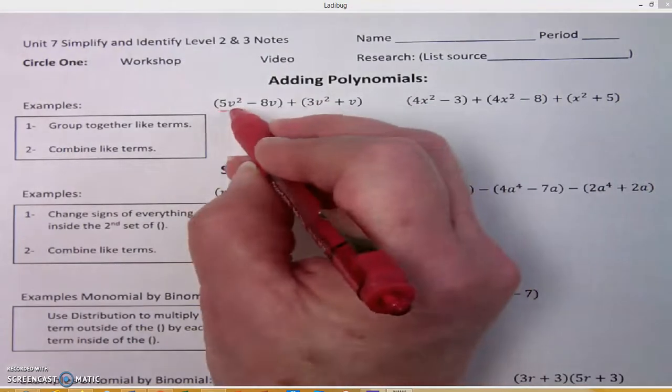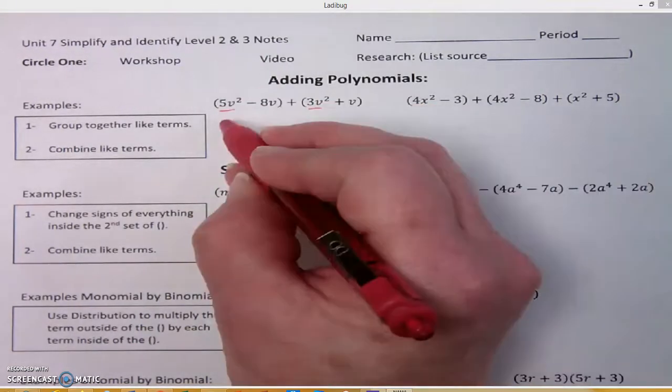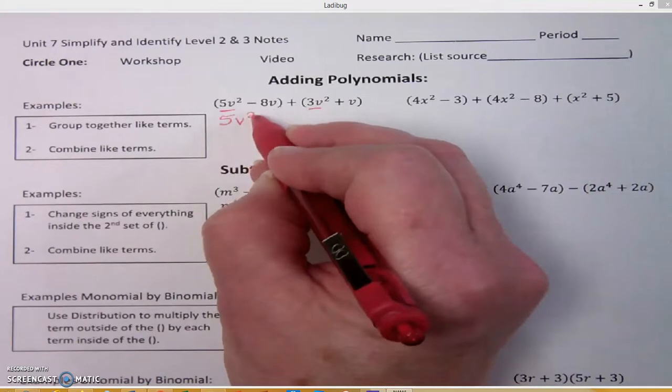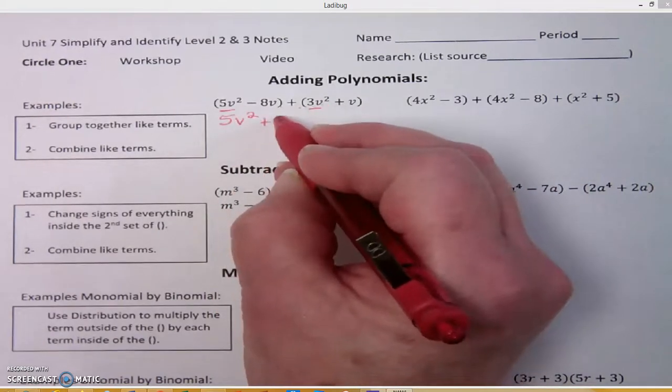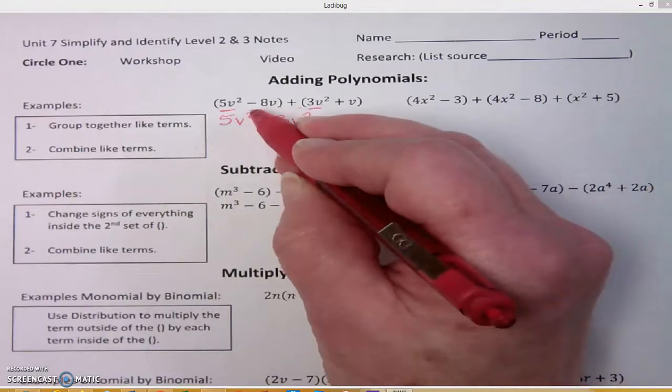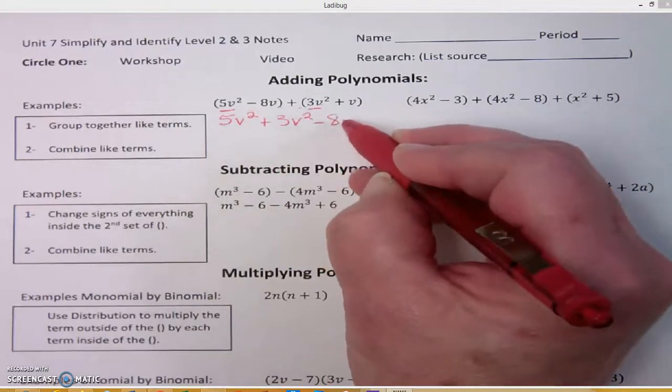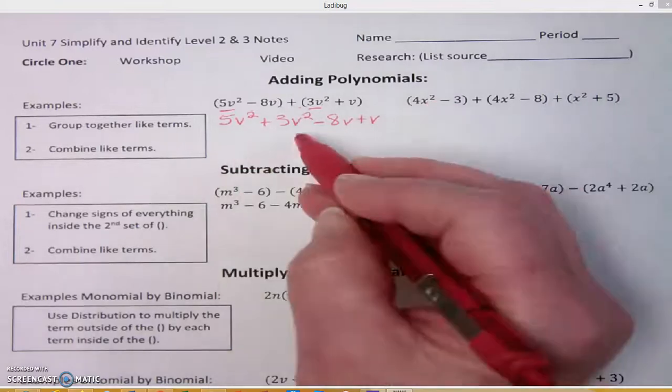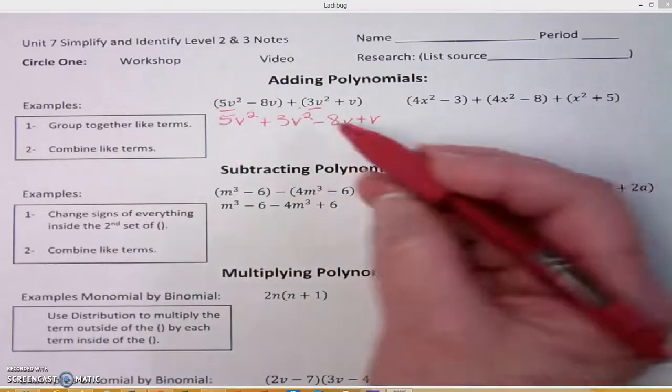So I have a 5v squared and a 3v squared. So I could rewrite it like this, 5v squared. This is a plus, so I'm going to keep the sign, just 3v squared. And then go with the next one, negative 8v plus v. Now I have them grouped together so that you can easily add them.